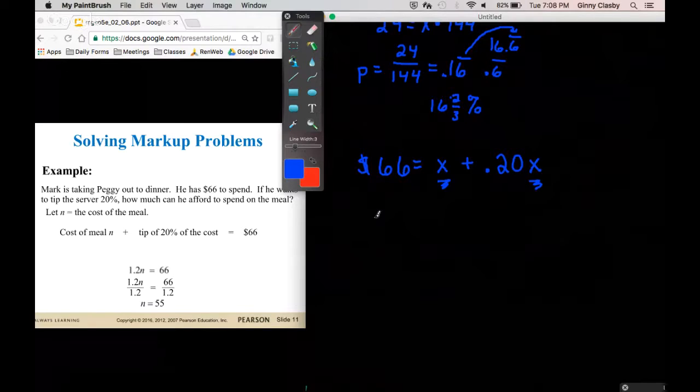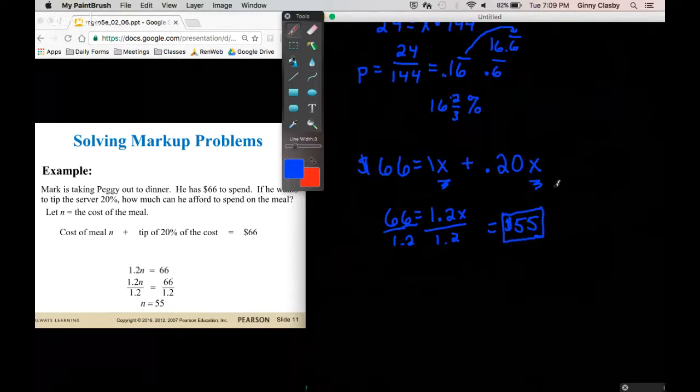When you have this, you now need to solve for X. You have to get x by itself. You can combine like terms. In combining like terms, you have an understood 1 in front of that x. So you have 66 equals 1.2x. You need to get x by itself, so you divide both sides by 1.2, and you would end up with $55 that he can spend on the food alone.